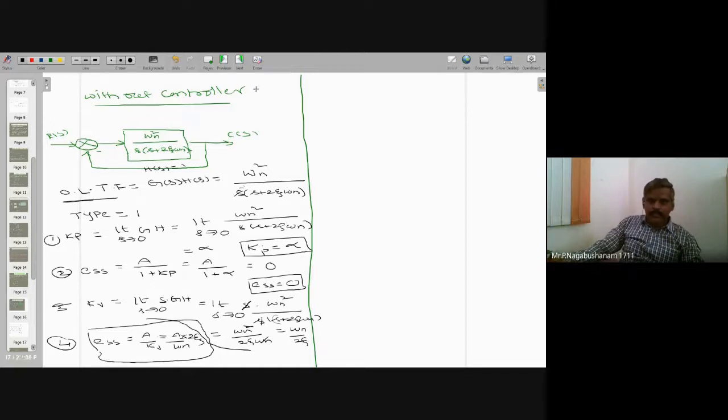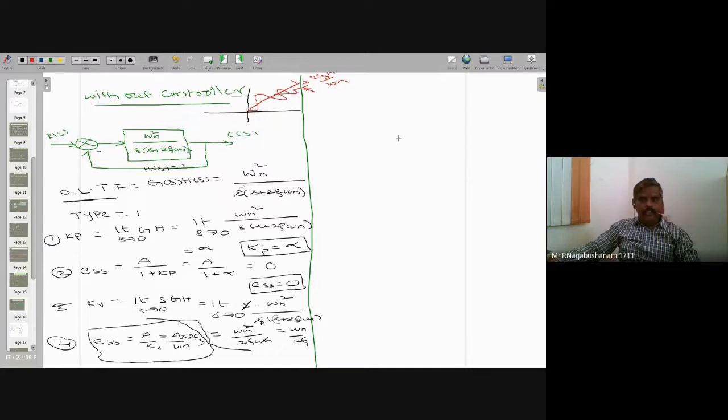That means if you assume some input, because it is a ramp input, not a step. Assume ramp means passing through the origin. This is a ramp input. If your output is like this, assume it is a steady state output. There is some gap between the input and the output. Then this gap is called how much? I got 2 zeta A divided by omega n. This is the gap. There is still a gap existing, so there is an error.